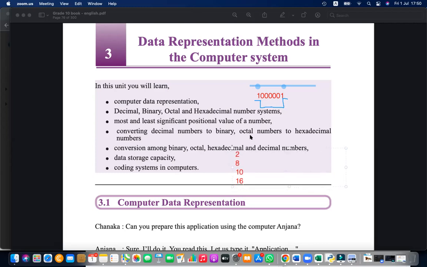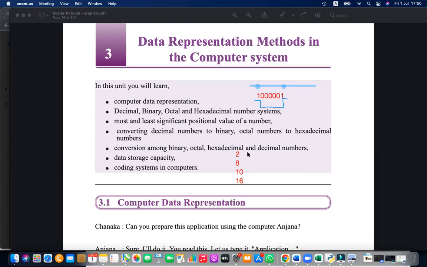Then in 2 we have groups of twos, and 2 to the power. Then in 8, groups of 8, 8 to the power. In 10, groups of 10, 10 to the power. In 16, 16 to the powers. So that is how the powers represent.